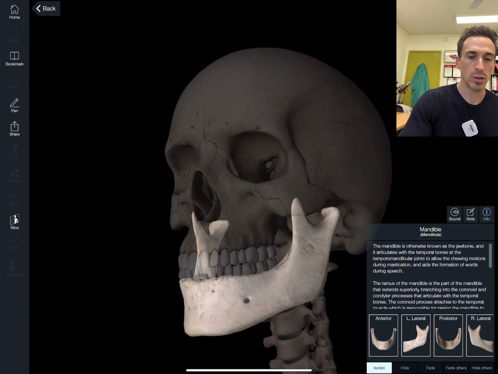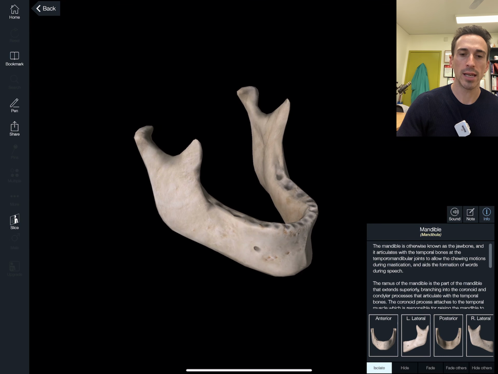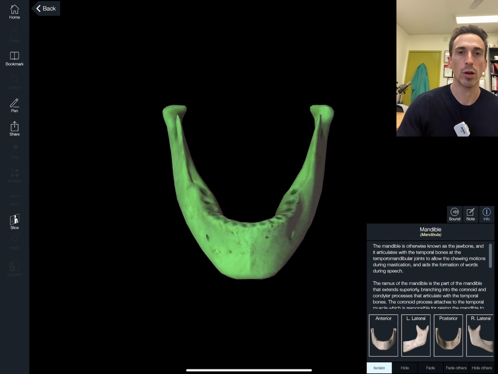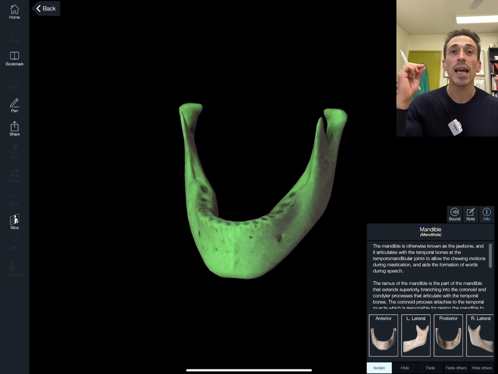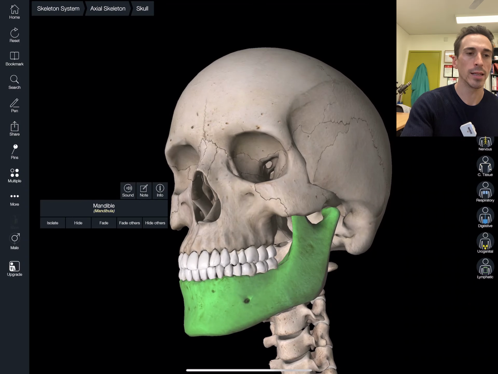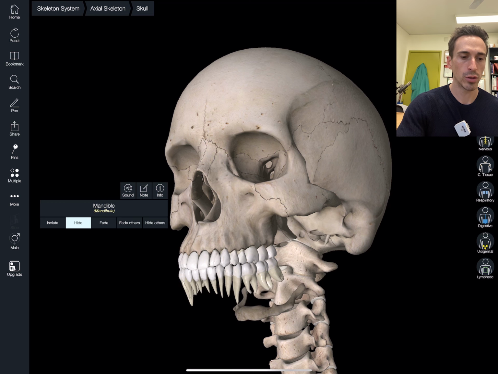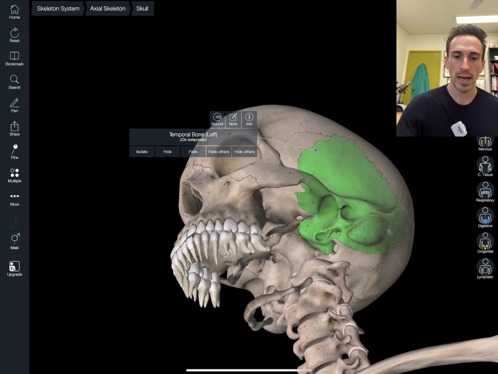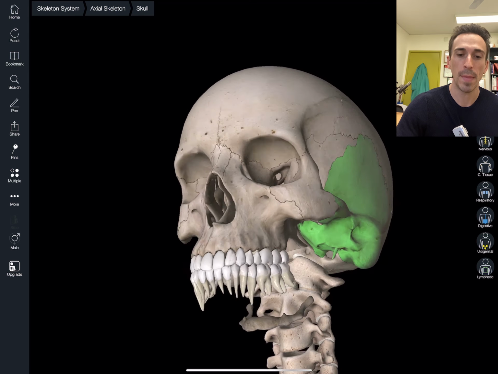Interestingly, if I were to isolate it, you can see that these bony projections here called epicondyles, they're going to articulate in with the skull itself. So you'll find that if I was to hide this, it articulates in here with that of the temporal bone. All right, so that's called the mandible.